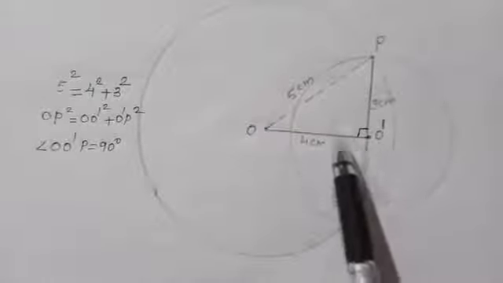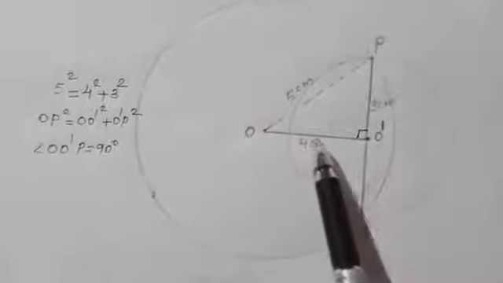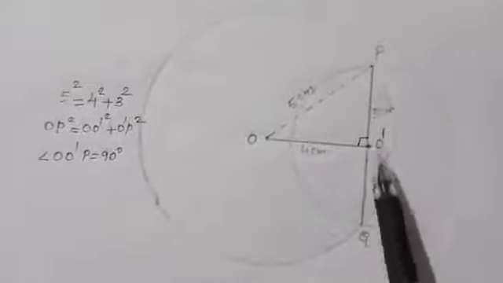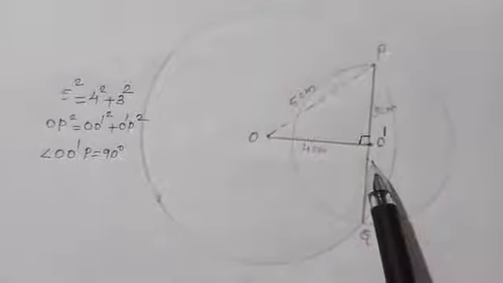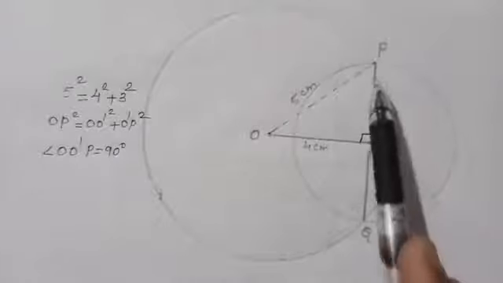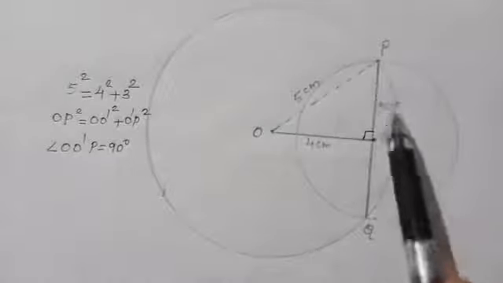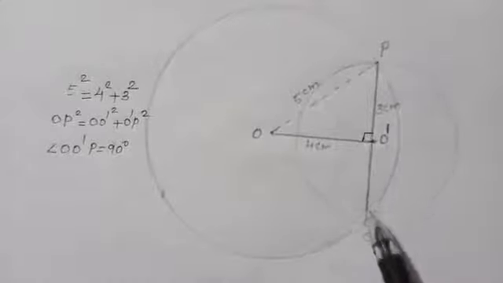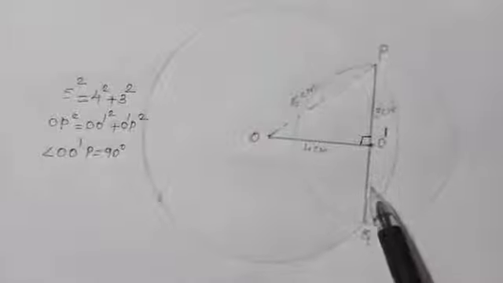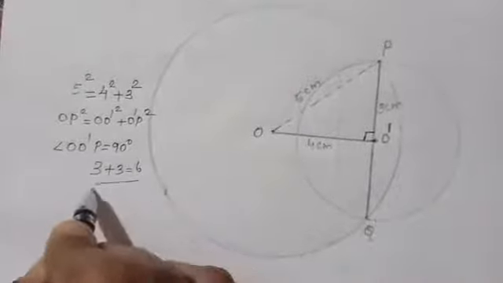That means the perpendicular drawn from the center of a circle to a chord bisects the chord. Theorem 10.6. So O dash is the midpoint of this PQ. That means O dash P and O dash Q are equal. That means O dash P equals 3 centimeters, then O dash Q is also 3 centimeters. So the total length of this chord is 3 plus 3 equals 6.